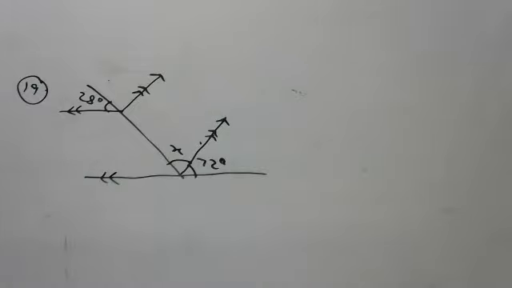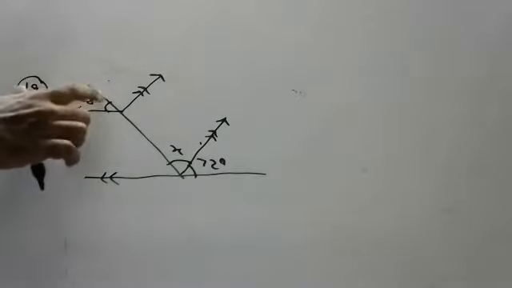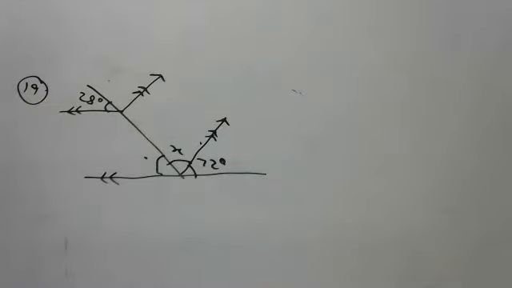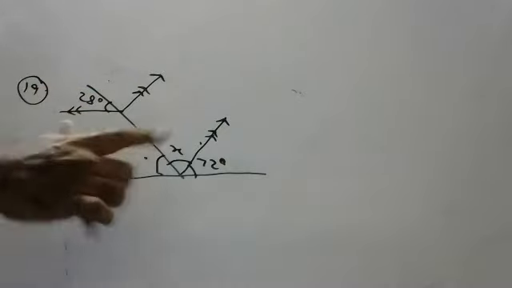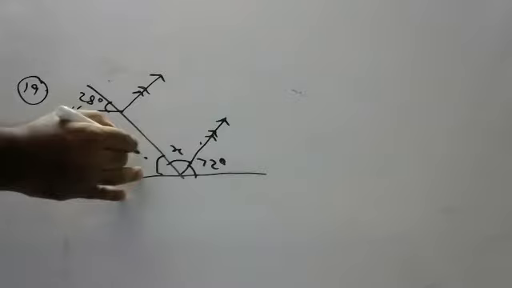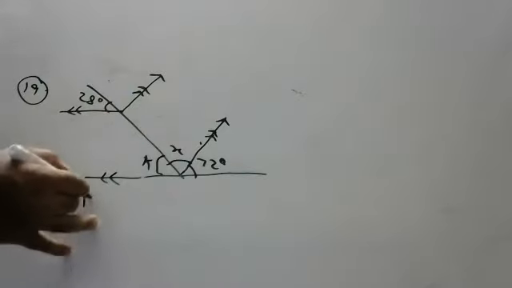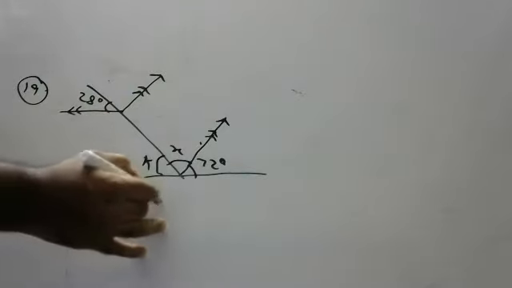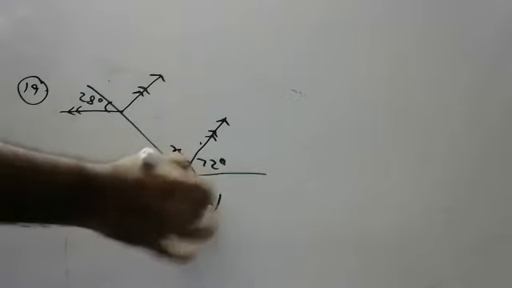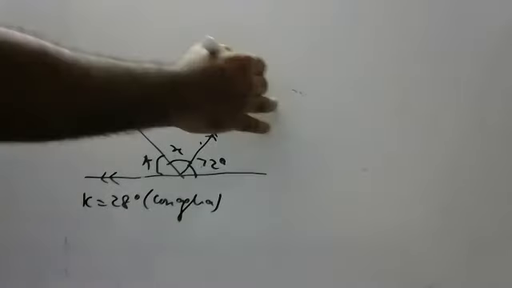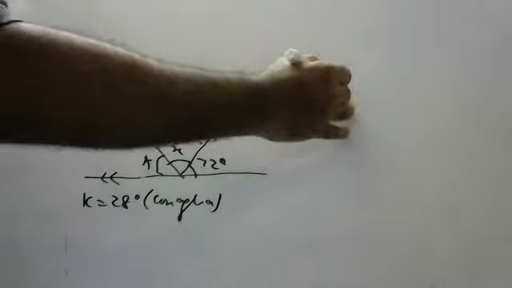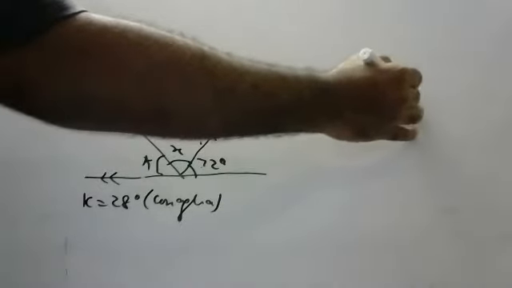Okay, children, if this is 28, this is also 28. Why? Because they are corresponding angles. K is 28 degrees, corresponding angles. Now, K plus x plus 72 is how much? 180, sir. Linear, straight angle. K plus x plus 72 is equal to 180, straight angle or linear.